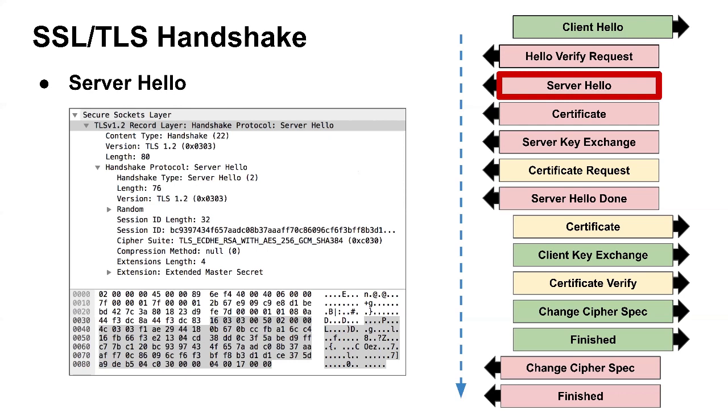This is what that might look like in Wireshark. So here you can see it's TLS 1.2, the session ID that the server's assigned to this session, the cipher suite that it's picked, ECDHE RSA with AES 256 GCM, SHA-384. And then it's just echoed the extended master secret here, indicating that we'll be using that.